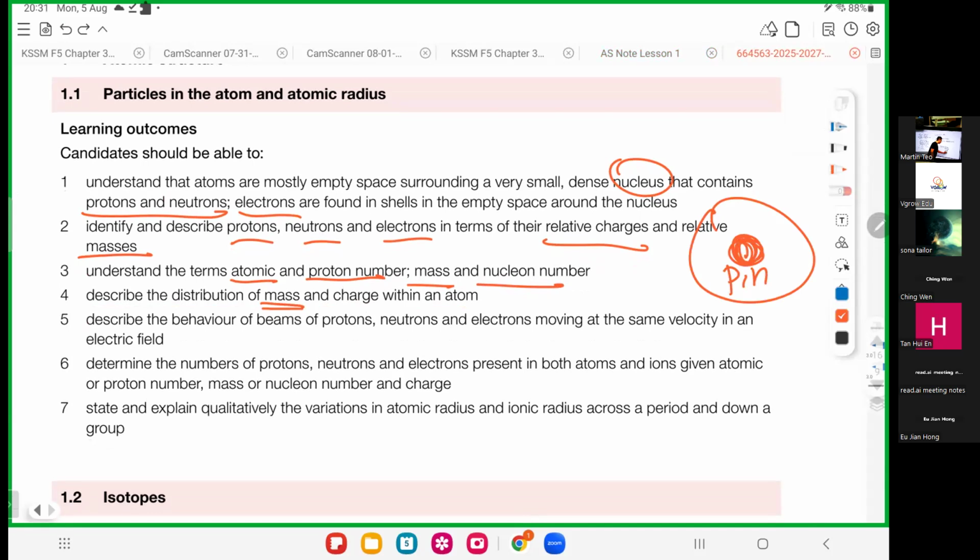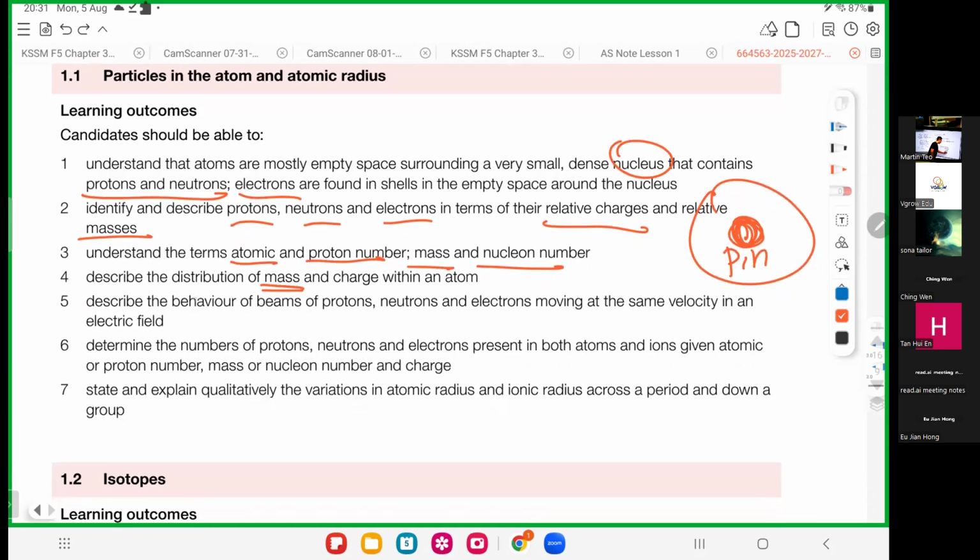So if the question asks what is the distribution of the mass, you can say the mass of an atom is concentrated at the nucleus. Or you can simply say most of the mass of an atom comes from the nucleus. Simple as that. Next, describe the behavior of proton, neutron, and electron beams in an electric field, something I showed just now.